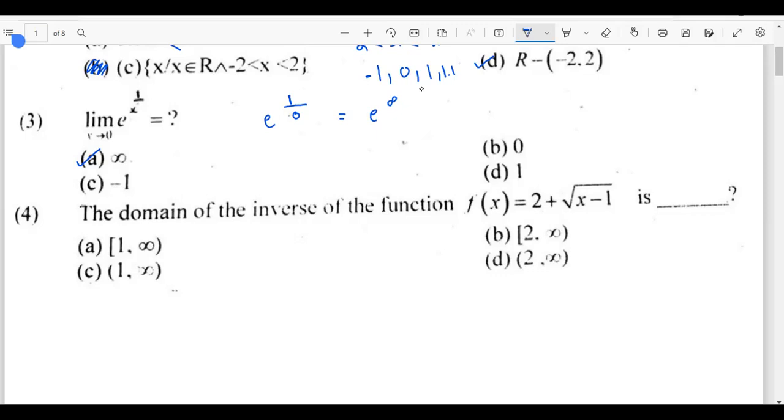Okay. The fourth question is very interesting, and we'll be referring to yesterday's class as well. It says the domain of the inverse of the function this is what? Now, this is a function, and we're talking about the inverse of this function, and we're specifically talking about the domain. So think about it for a minute and then tell me the answer.